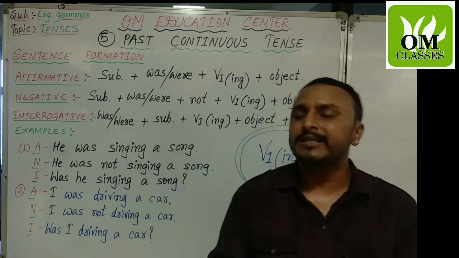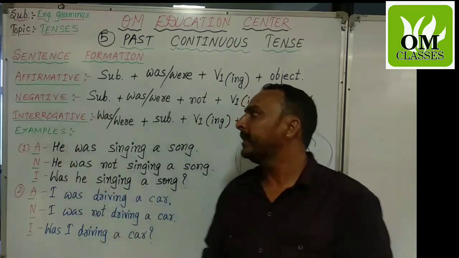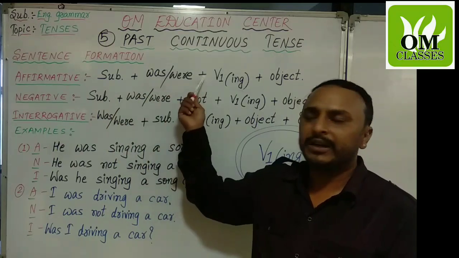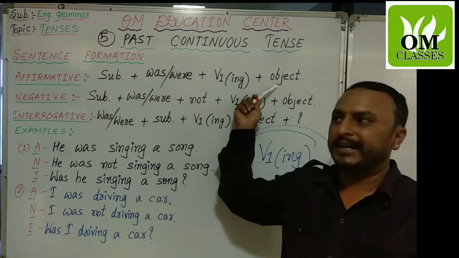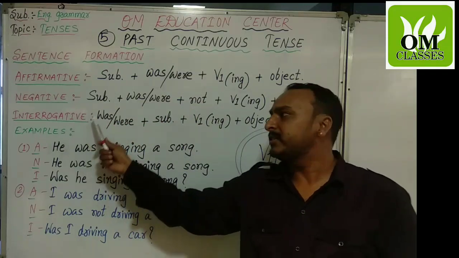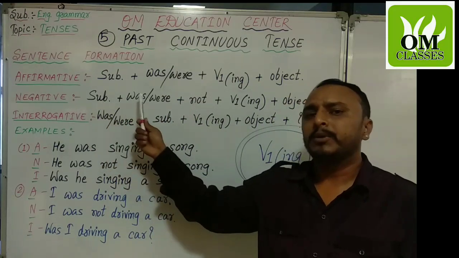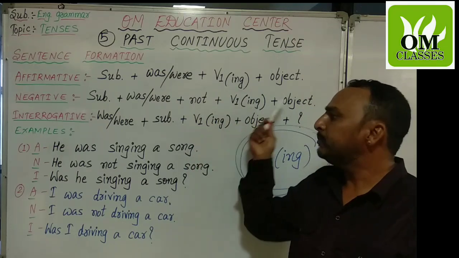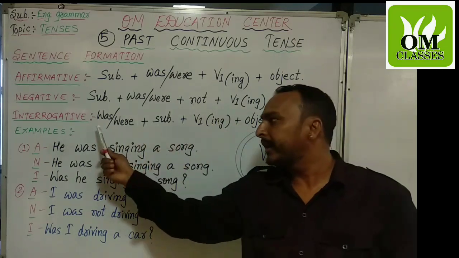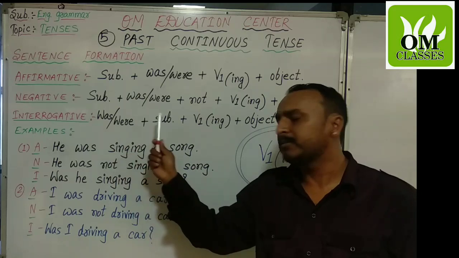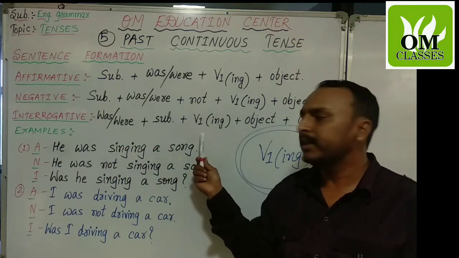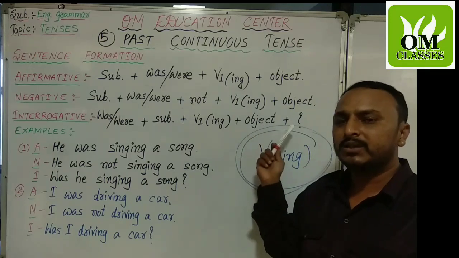So let's start the sentence formation for the affirmative. Subject, then was or were, then V1 ing, then object. For negative sentences we write subject plus was or were plus not plus V1 ing plus object. For interrogative, was or were comes first, and the subject comes later. So was or were, subject, V1 ing plus object plus question mark.